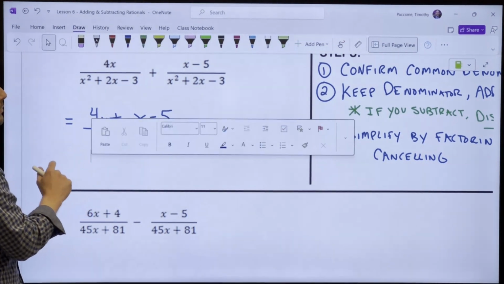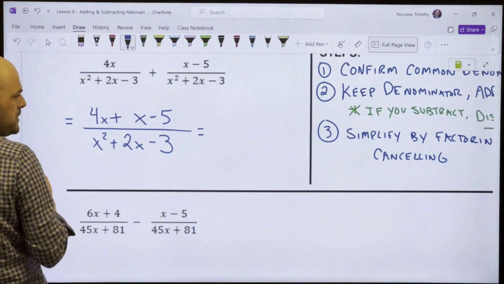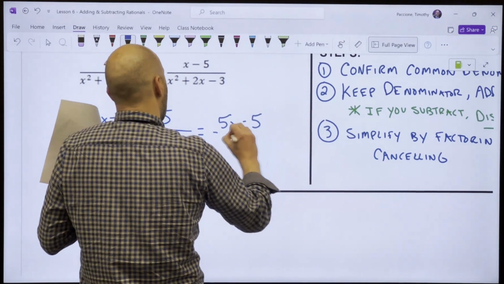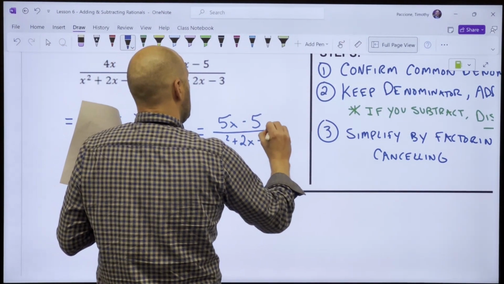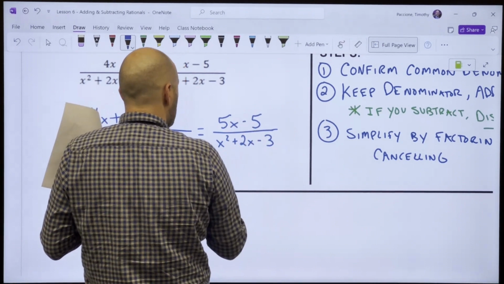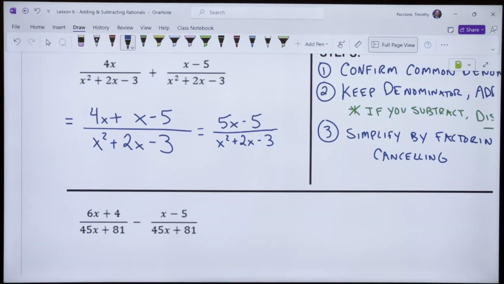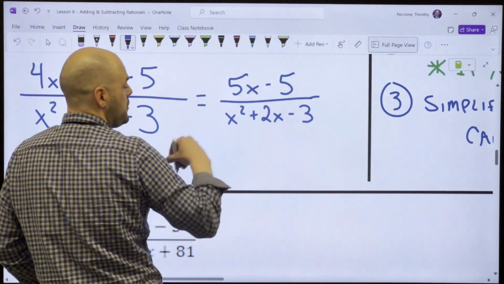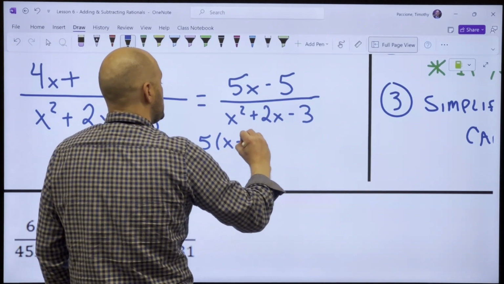Okay. So now I combine my like terms. What is 4x plus 1x? 5x. So 5x minus 5 over x squared plus 2x minus 3. So again, just like 8/12, we've done the work, we brought it together, but we check. Can I factor? Can I break it down? Can I cancel? And maybe I can. So I look at the top. Anything factor there? 5, and then that leaves me with x minus 1.